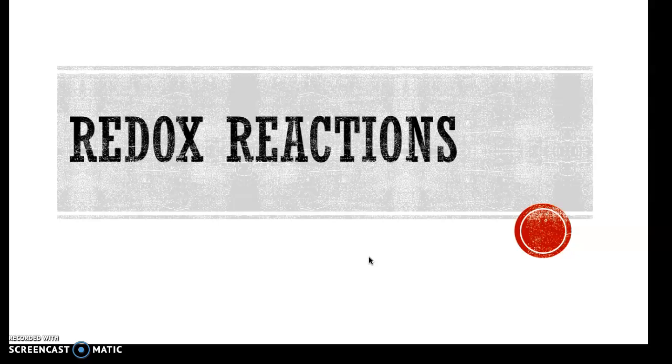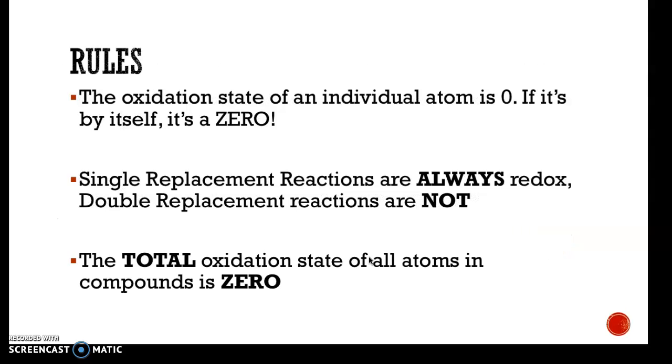Yesterday we learned how to assign oxidation numbers, and we realized there's three rules to assigning oxidation numbers. So the first rule is that if the atom is by itself, the oxidation state is zero. The oxidation state of an individual atom is zero if it's by itself. Remember, if there's no element next to another element, there cannot be a transfer of electrons. Where is the transfer going to go? So it needs to be in a compound.